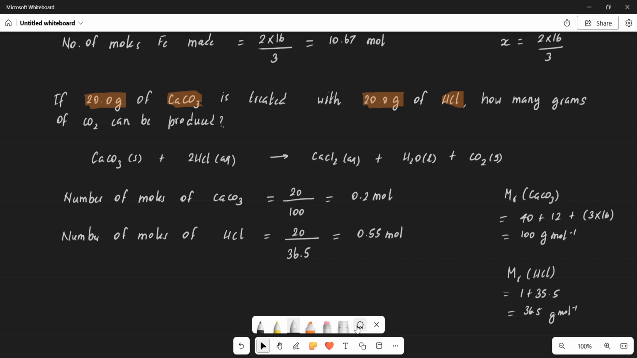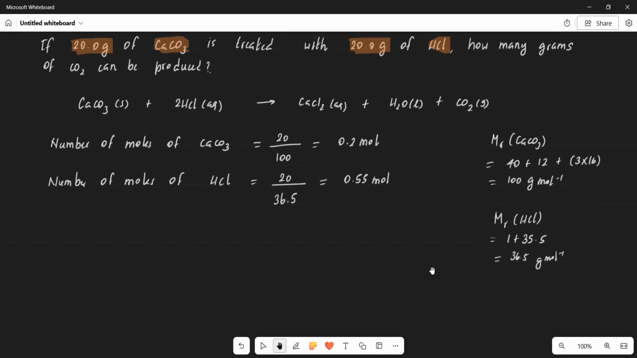So we need to use the ratio again to get the number of moles required, or how much is required. As per the equation, the ratio of calcium carbonate to HCl is 1 to 2. So let me take 0.2. When it is 0.2, what will be x? This x will be equal to 2 times 0.2 divided by 1, which is equal to 0.4 moles of HCl. This is what I need.